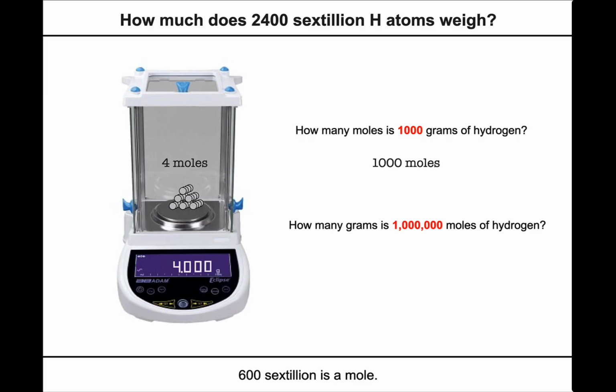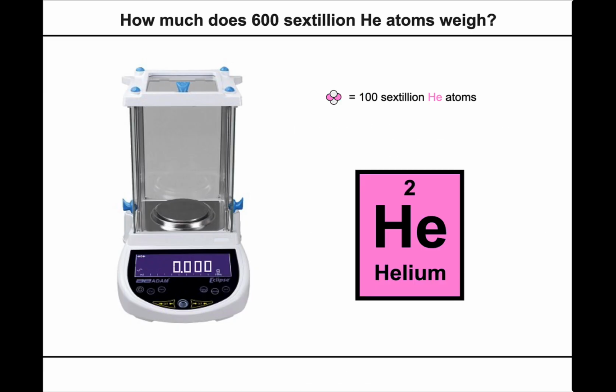What if we had 1,000,000 moles of hydrogen? How much should that weigh? 1,000,000 grams. Because 1 mole of hydrogen weighs a gram. So however many moles we have, it's the same number of grams. And that's for hydrogen atoms. Let's move up the periodic table, and we're going to now deal with helium. Here's a question. How much does 600 sextillion helium atoms weigh? Now, why did I do 600 sextillion? Well, that's a mole, right? So I'm asking the question, how much does a mole of helium atoms weigh?